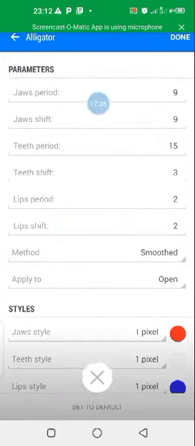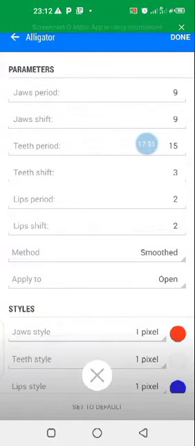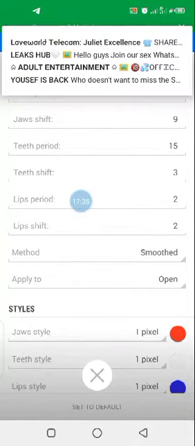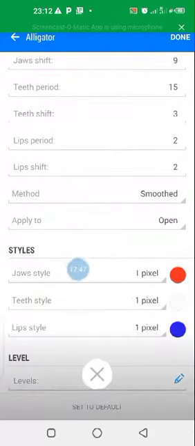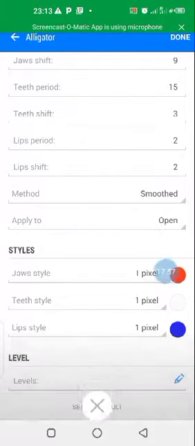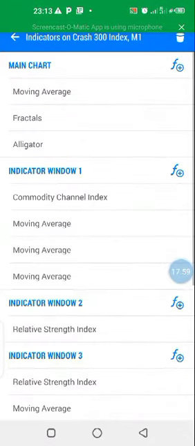So the alligator: jaws period 9, jaws shift 9, teeth period 15, teeth shift 3, lips period 2, lips shift 2, method smoothed, apply to open. Then 1 pixel red, teeth style white, lip style blue. You can use any color, anyone you can recognize easily.